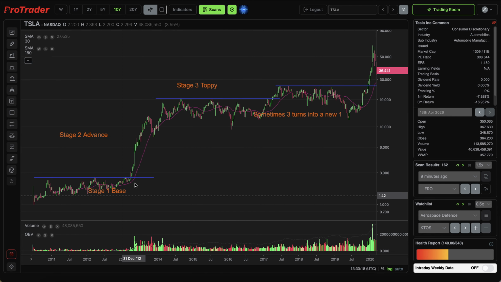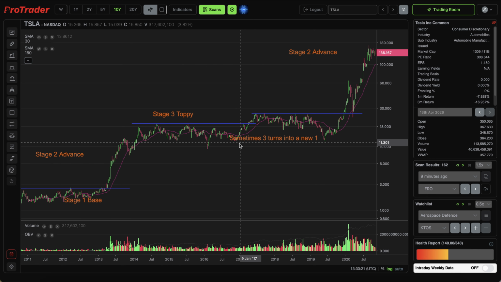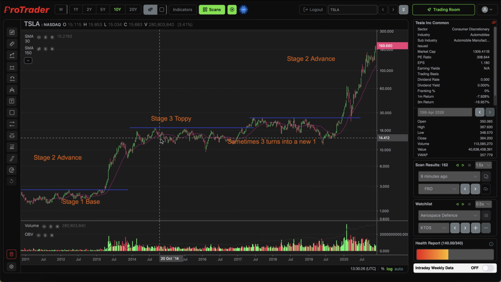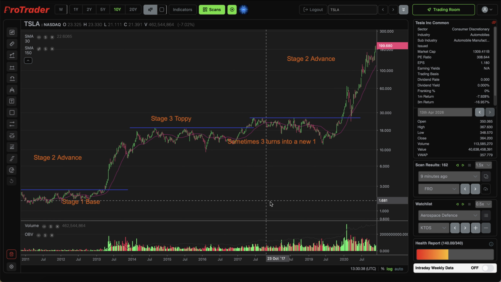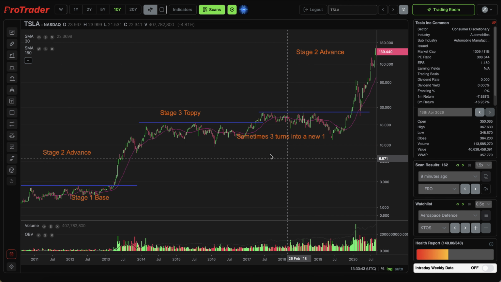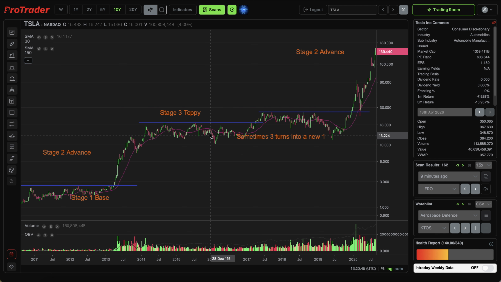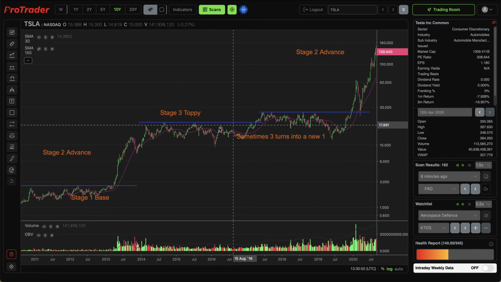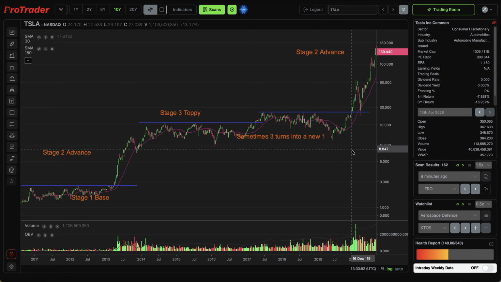Then you get this toppy kind of action, breaks out but doesn't do anything, it's just toppy. See how it never really has a stage 4 decline? It just stays in stage 3 for like 2014 to 2019. We're talking 5 years of stage 3. And at some point stage 3 turns into a new stage 1, and you just don't get that stage 4 decline. You could argue that this here was a stage 4 decline or that was a stage 4 decline. It's kind of irrelevant because this thing goes sideways for like 4 to 5 years.